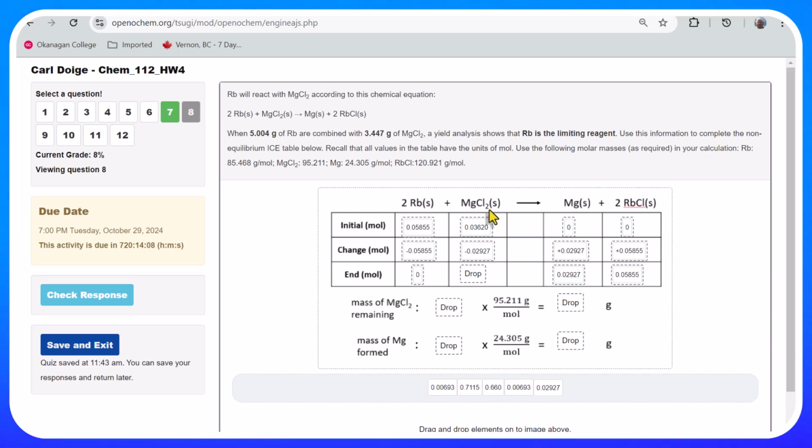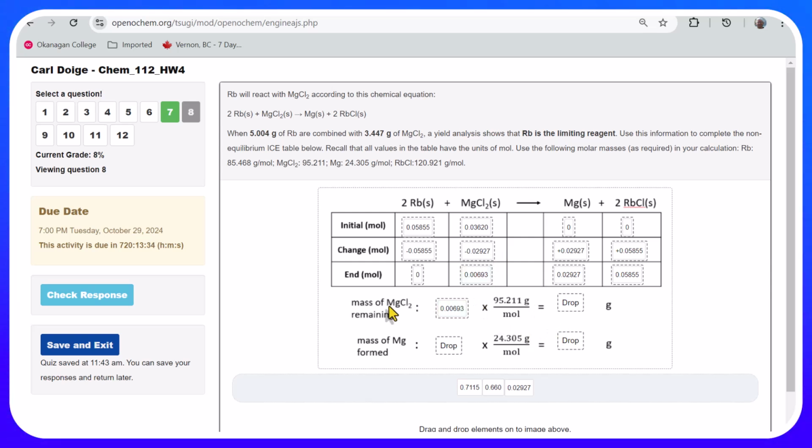0.02927. In terms of what is left for the magnesium chloride, we're going to subtract the 0.02927 from this 0.03620. And the answer for that subtraction is this number right here, 0.00693, paying attention to sig figs. So that's the amount of magnesium chloride that's remaining. So I can pop it into this line right here.